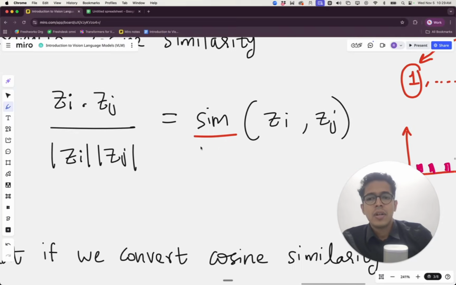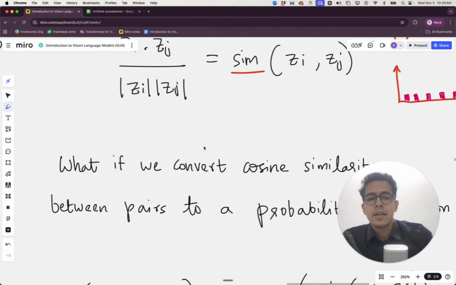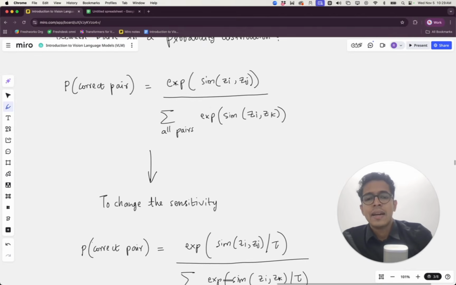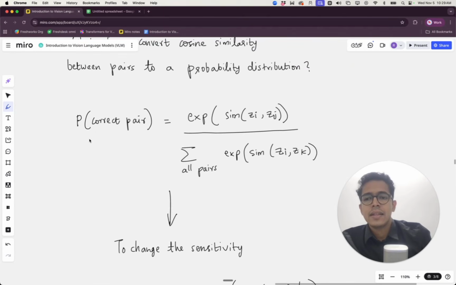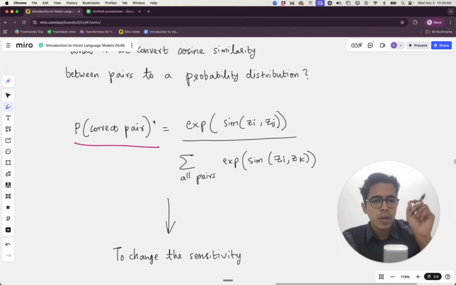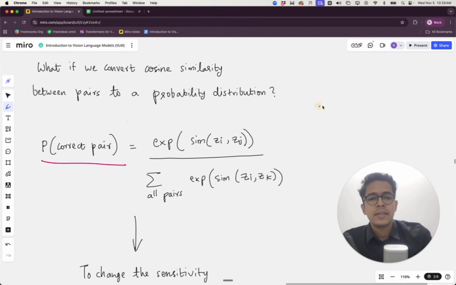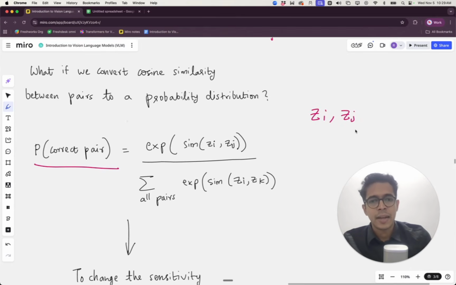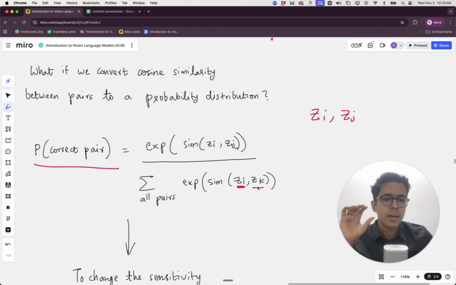So now let's get back to the formula. If we are taking softmax of all these similarity scores, we can say that the softmax probability corresponding to the correct pair, let's say the correct pair is zi and zj, meaning the pair with the highest similarity, will be the exponent of the cosine similarity between those pairs divided by the exponent of the cosine similarity between the anchor and all the images or all the data points in your data.